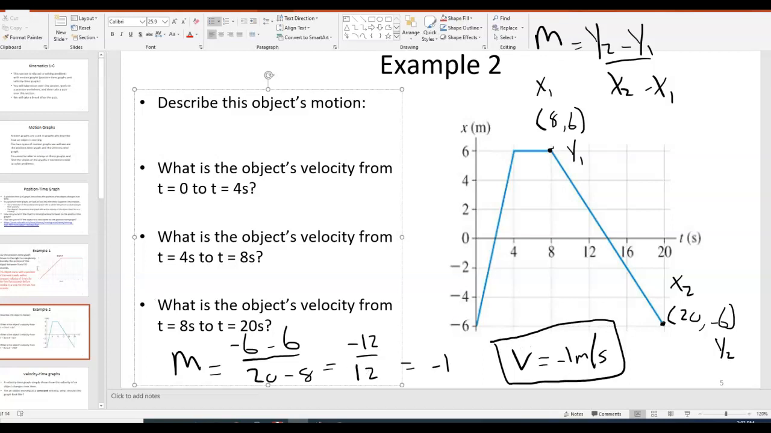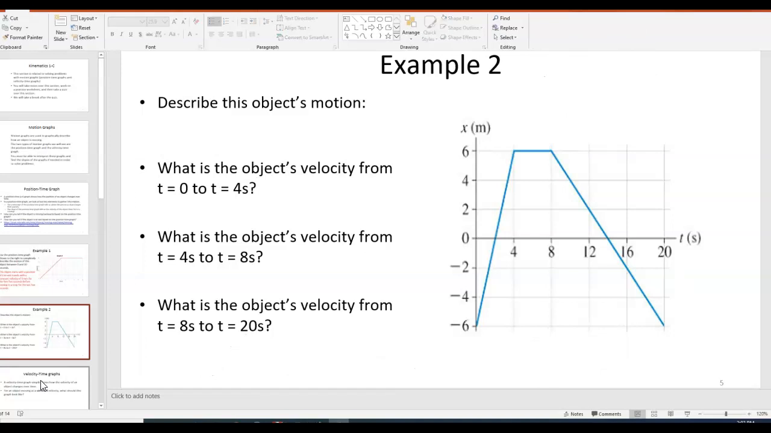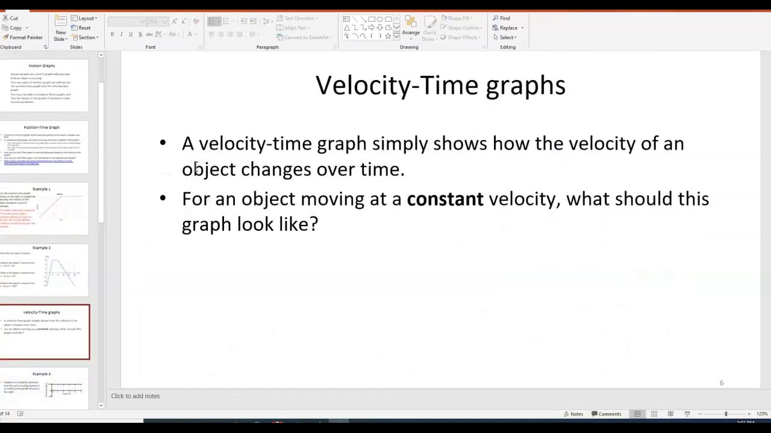Okay, so pause it there if you need to take a look at that. Okay, so now we're going to look at velocity time graphs. And a velocity time graph basically shows you how the velocity of an object changes over time. Now, remember there's two main types of motion that we're dealing with in this unit: constant velocity and constant acceleration.